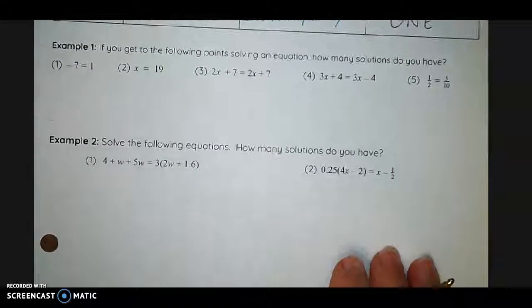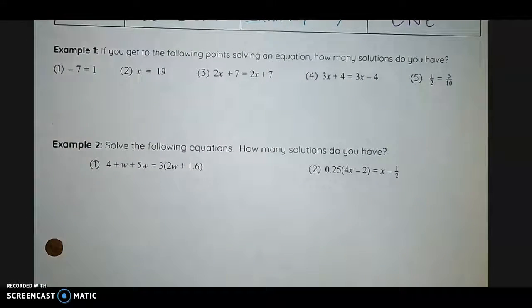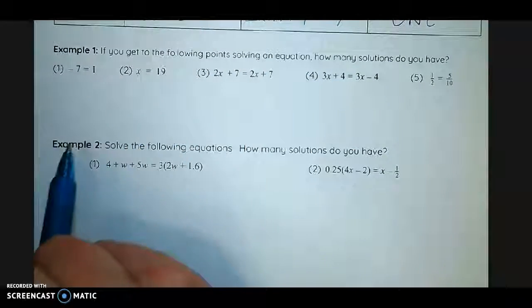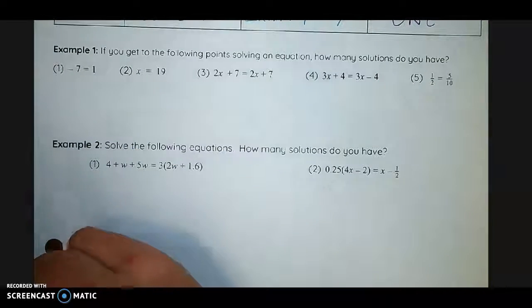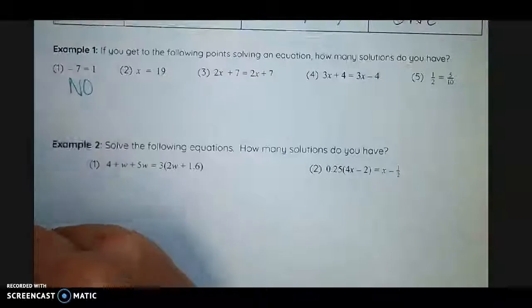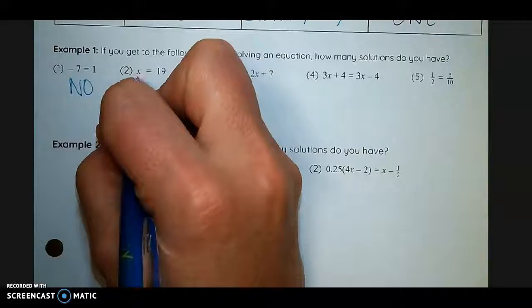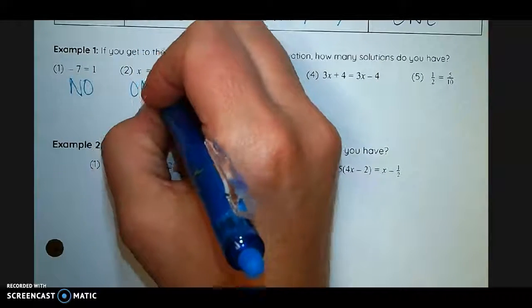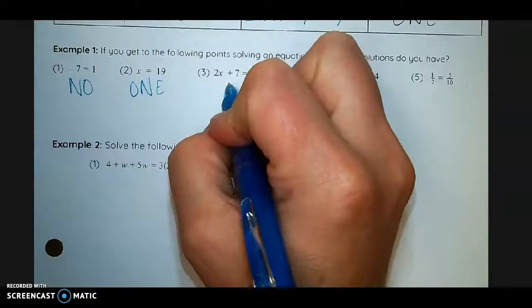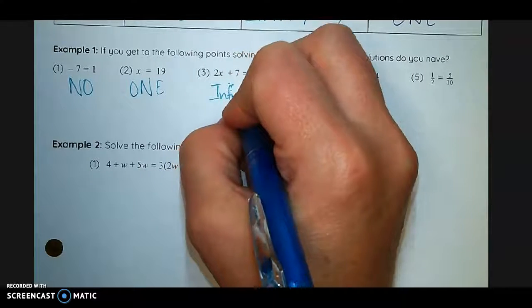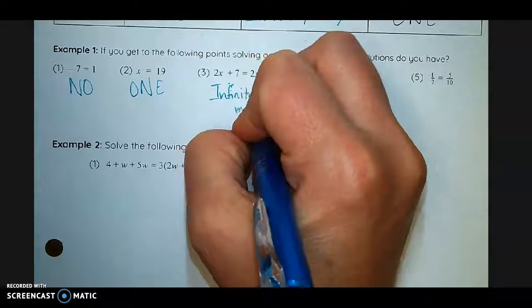So as you are doing these problems down here, think about, if you get to the following point solving an equation, how many solutions do you have? Well, -7 equals 1. Well, that's never true. So if you're like, that is never true, 17 never equals 0, -7 never equals 1, there are no solutions. There's never going to be a solution. x equals 19, so that is just one solution. Like if I get the same thing on both sides like I did here, there's infinitely many solutions.